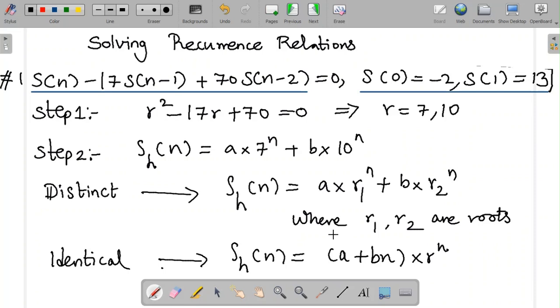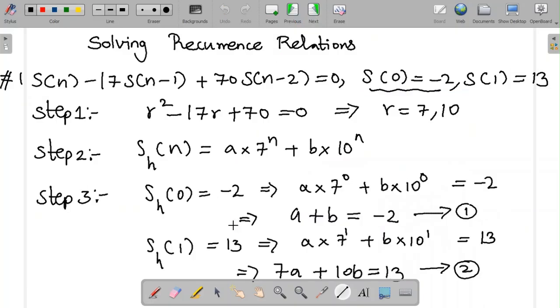In our case, we see that the roots are real and distinct, which means the homogeneous part of the solution will take this form. So we have the answer. This is the general solution of the recurrence relation. The answer will be more accurate and particular if we can find the values of the constants a and b. We'll do that using the information given in the question.